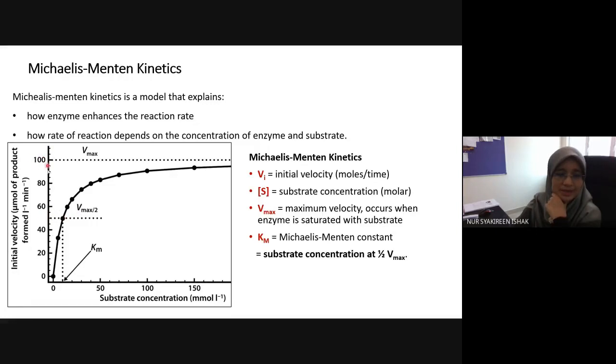Okay, so bila di sini 100 maximum velocity, so half Vmax is 50. So from here you can determine the Km value, which is the substrate concentration at half Vmax.